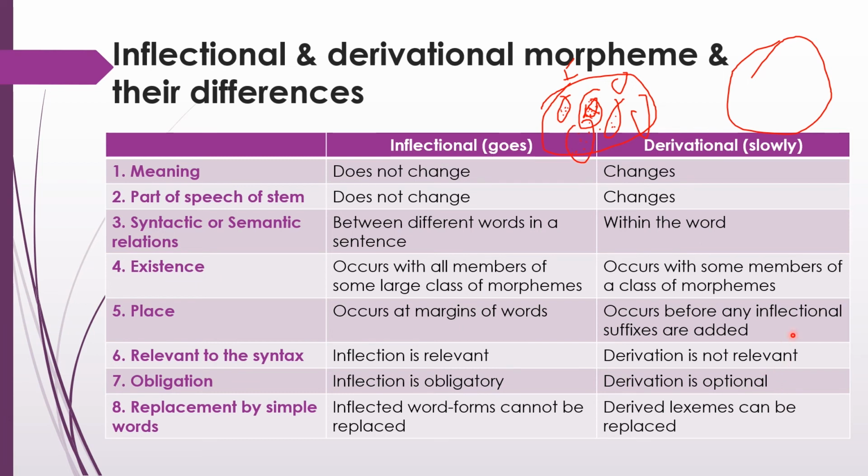That's why we are saying that inflected word forms cannot be replaced. So whenever you need to use ed, definitely you need to use ed, and es whenever it needs. But derived lexemes can be replaced with simple words. For example, slowly, we can use other words, or we can explain slowly. But we cannot use explanatory phrases replacing es in goes.